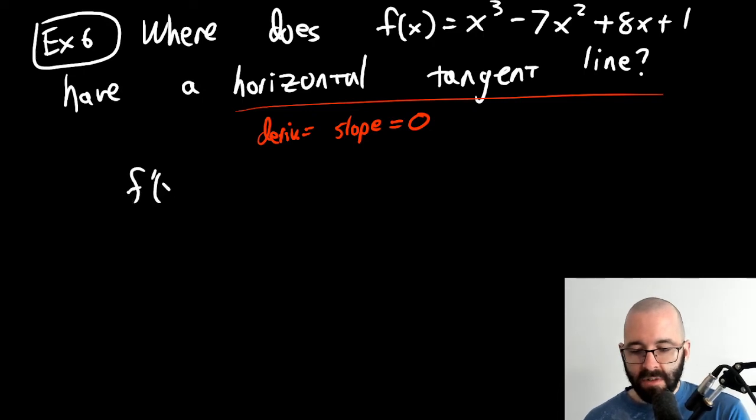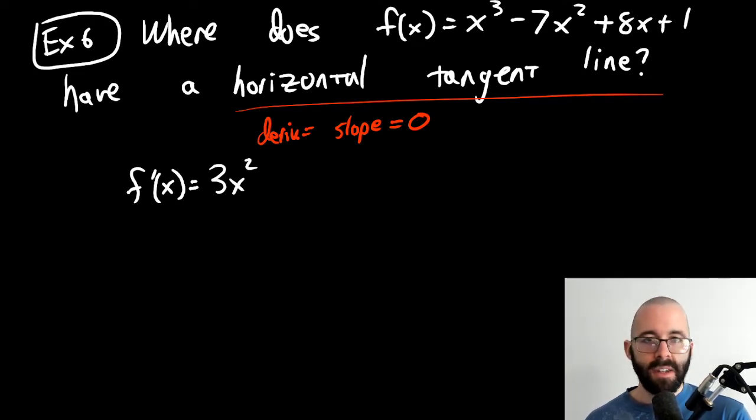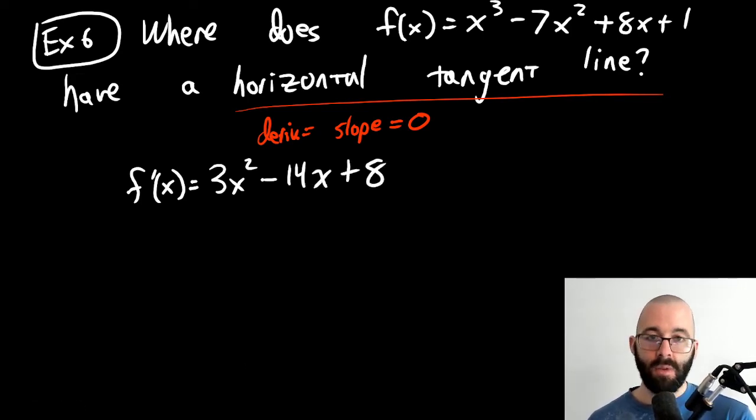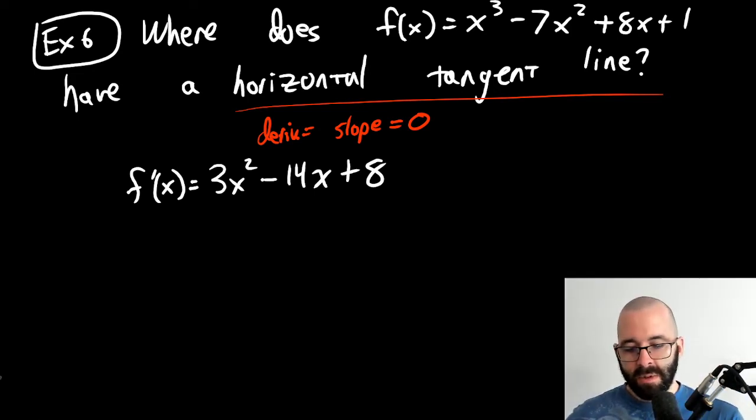Well, let's find the derivative and set it equal to 0. Power rule, 3x squared, combined with the sum and difference rule and constant multiple rules, which we've done a lot here, minus 14x plus 8 plus 0. That's the derivative function. When is this equal to 0? Let's set it equal to 0 and solve.